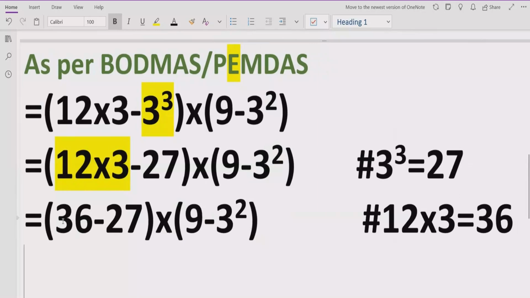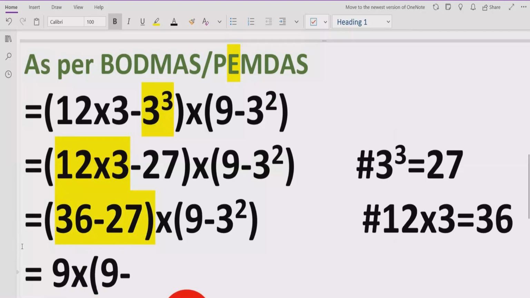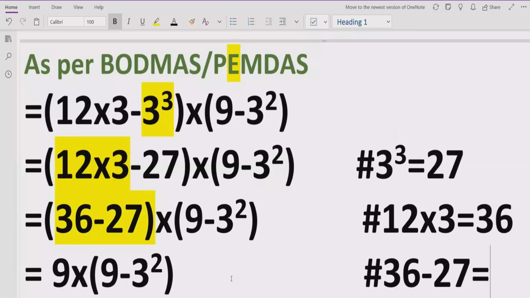Now move forward. Again, we have to solve this bracket which is 36 minus 27. So we will solve this one, 36 minus 27. It becomes 9, and multiplied by 9 minus 3 raised to power 2, we will write as it is. And here we have to give the reference: 36 minus 27 equals 9.